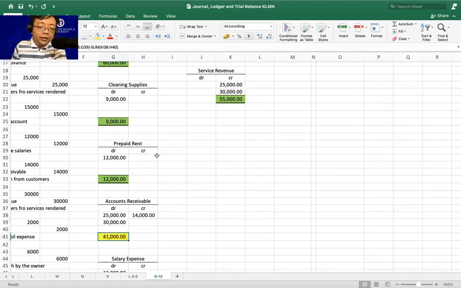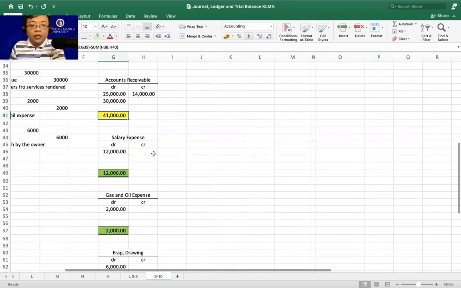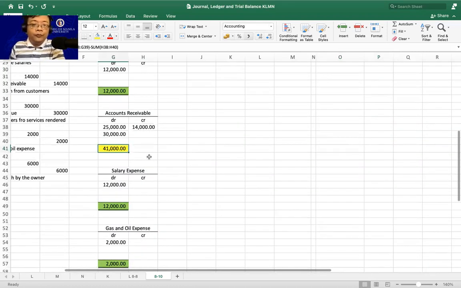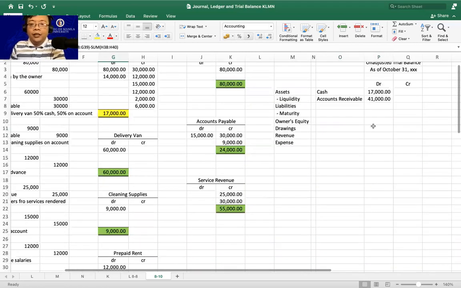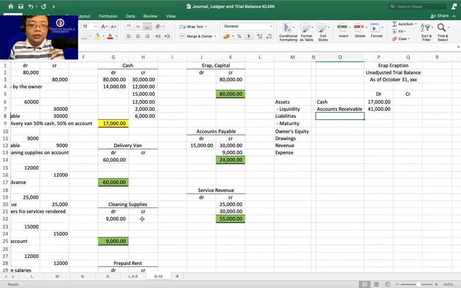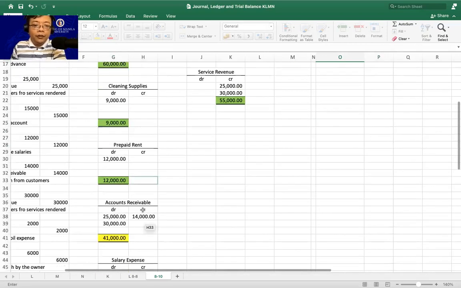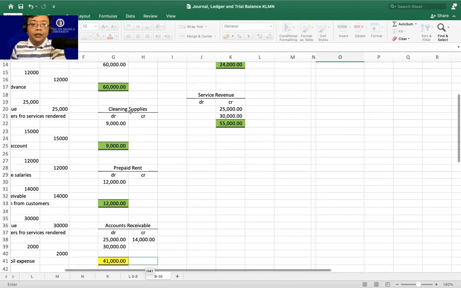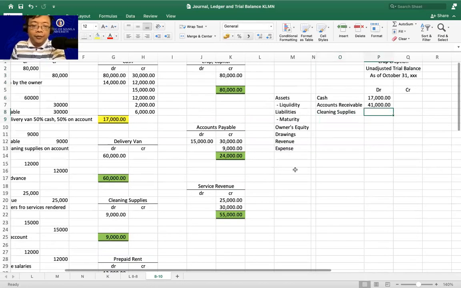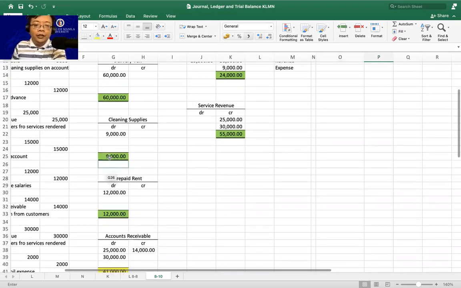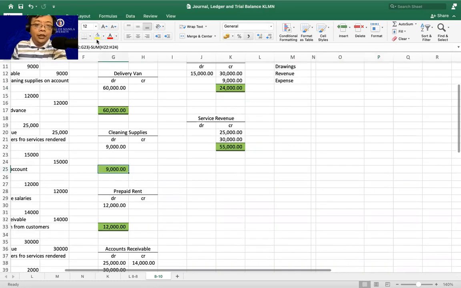Usually number 3 is inventories, but we have no inventories. We will discuss that in our next module. Next here is supplies. So we have cleaning supplies here, and the balance is worth 9,000. So we have 9,000 here. For cleaning supplies, I will put yellow.